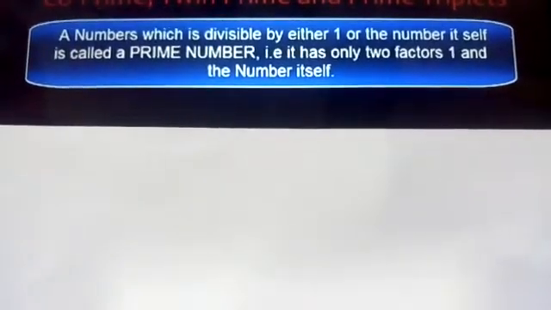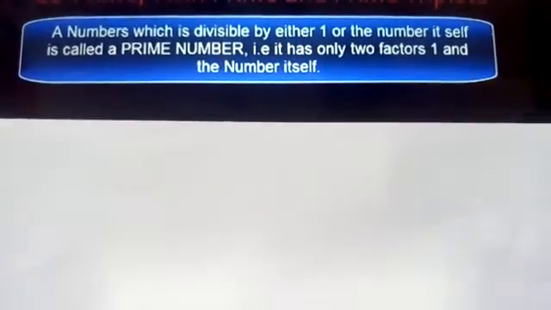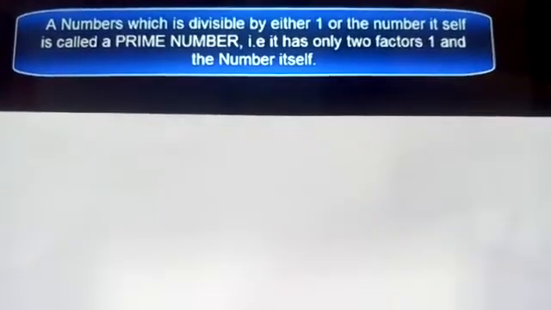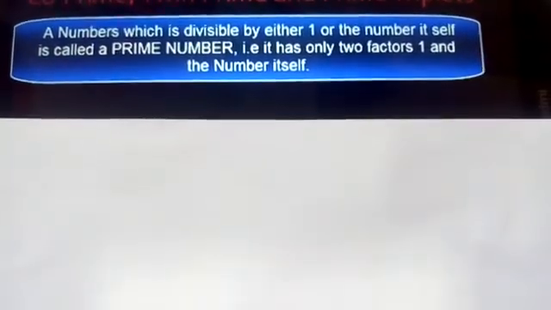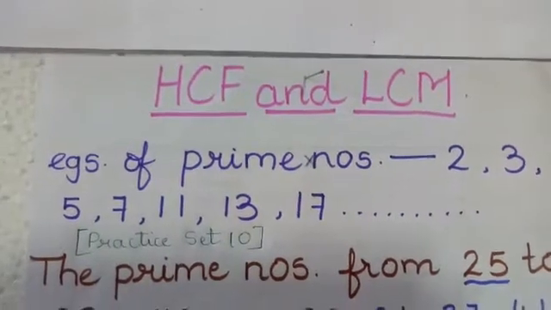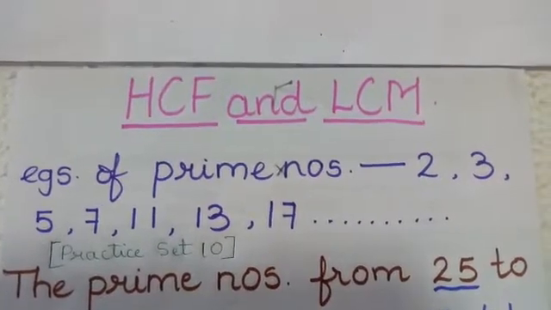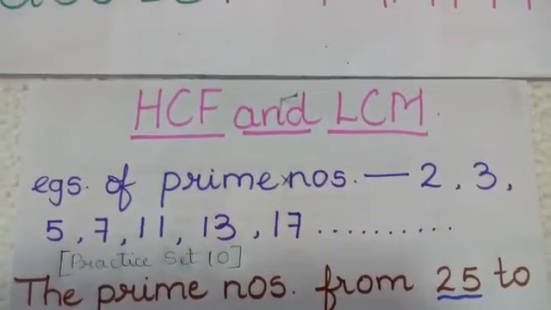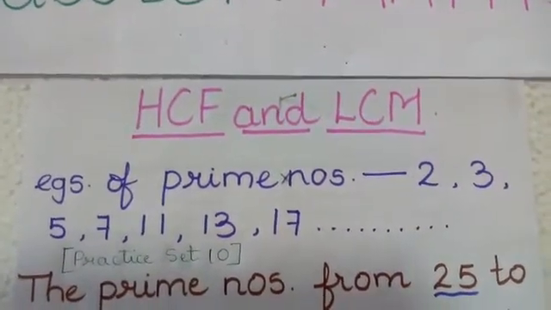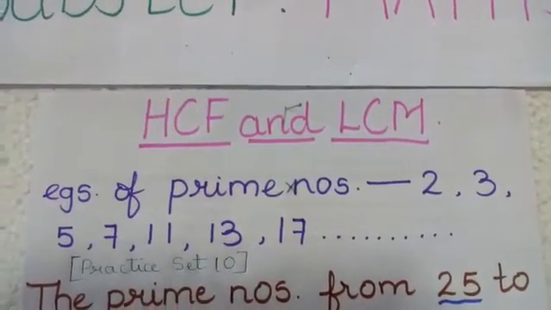Prime numbers. A number which is divisible by either 1 or the number itself is called a prime number. That is, it has only two factors, 1 and the number itself. Some examples of prime numbers are 2, 3, 5, 7, 11, 13, 17, etc.